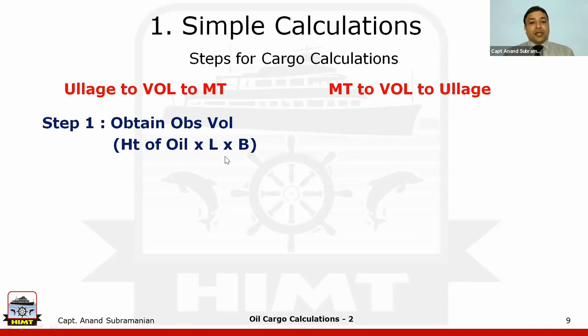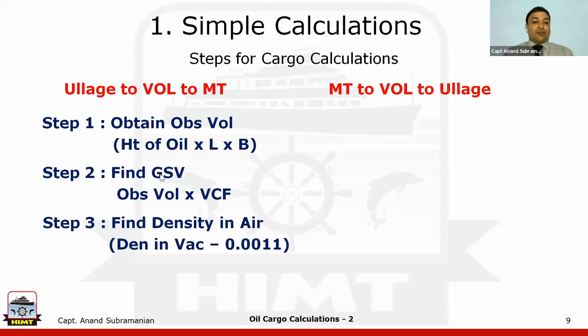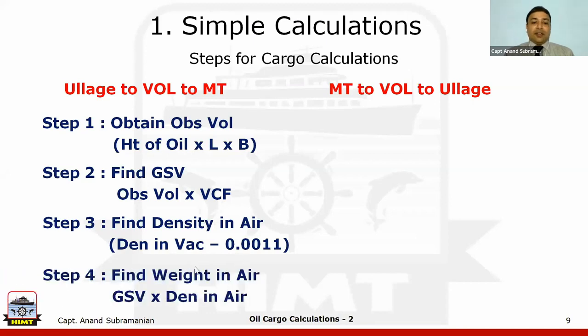Volume is height of the oil into length into breadth. Next we multiply this observed volume by VCF, and what we get is the volume at the standard temperature. We find the density in air. Density in air is density in vacuum minus 0.0011. Finally, when we multiply this density in air by this GSV, we get what is called the weight in air.